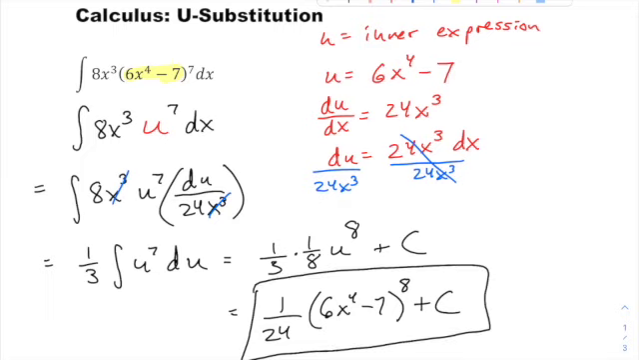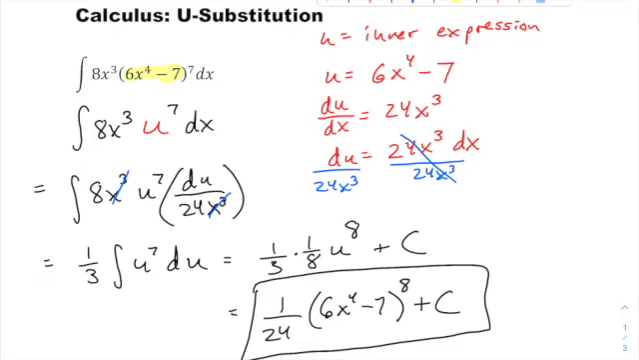And like always, you can check this by differentiating it, taking its derivative, and you should get right back what you started with here, right? Power rule, 8 times that 1/24th will give you 1/3. This will be dropped down to the 7th power. And then when you multiply by that derivative of the inside, that's where you'll end up with 8x cubed when all is said and done.